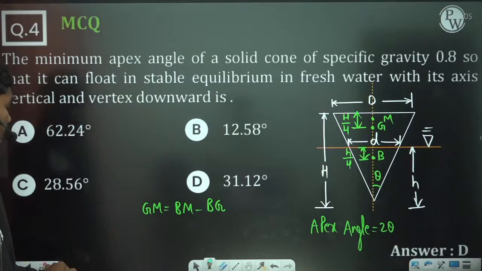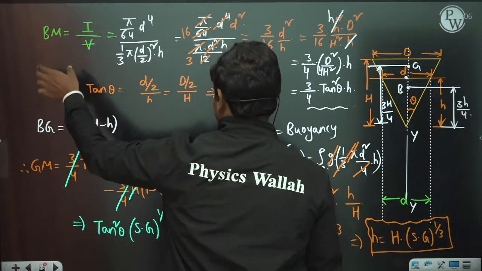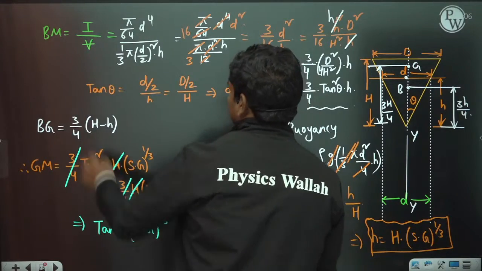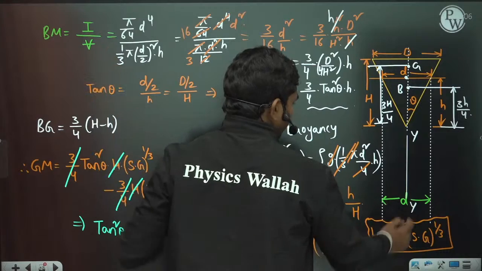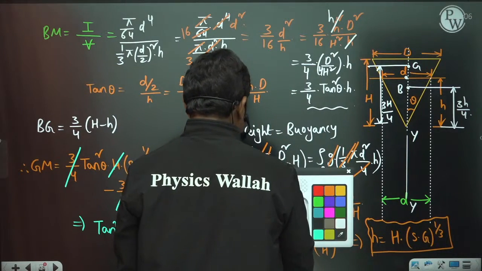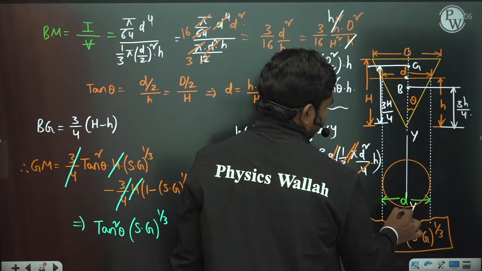If you see this calculation, GM is nothing but metacentric radius minus metacentric height. The metacentric radius is I by rho, and we have calculated I for this circle. Where is this circle here? It's missing. Why is the circle missing? The circle should not be missing.